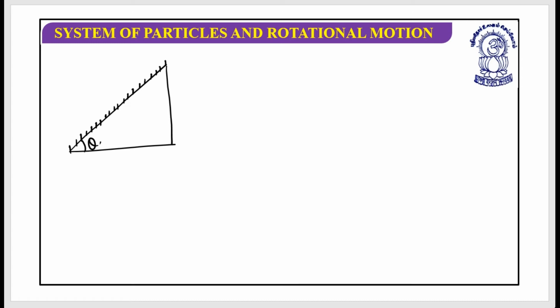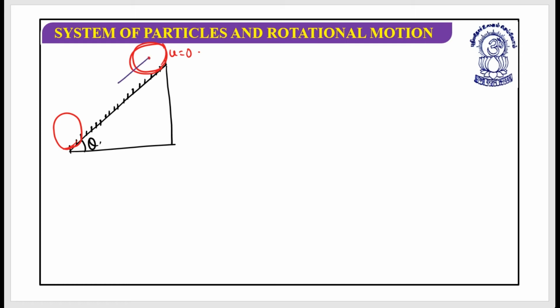Yes, and this block has been released. Sorry, the sphere has been released from here. It's at u equals 0, and it will be reaching over here. So when this is the situation, let's study all the forces that are acting on this system.